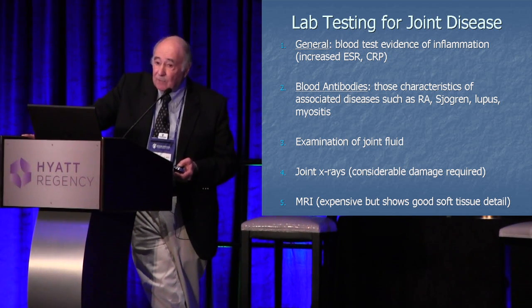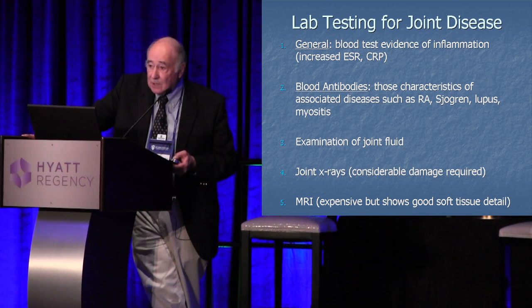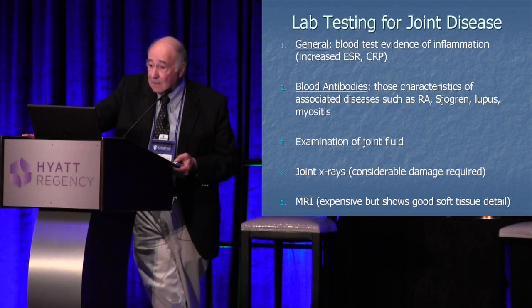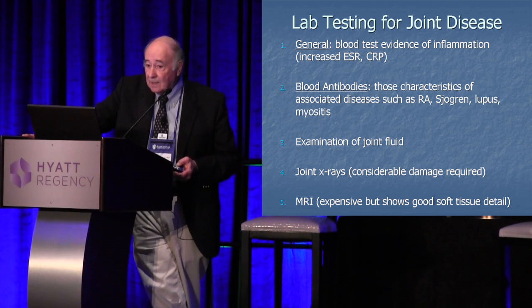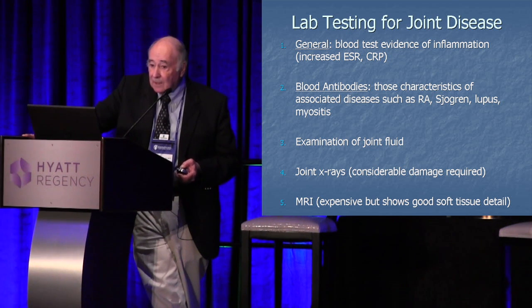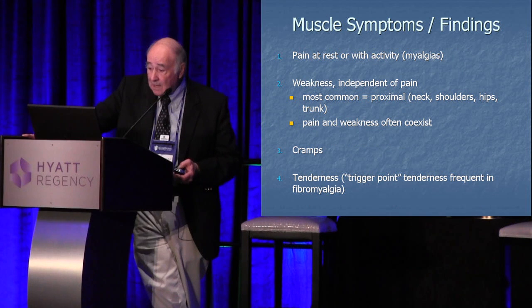X-rays aren't particularly helpful because bone damage due to inflammation of the lining of the joint is only a late problem, and you have to have considerable damage in order to have that found on a plain X-ray. MRI is useful because it shows the soft tissues. It shows lining thickening, fluid in the joints, etc. But of course, it's expensive, but may be necessary.